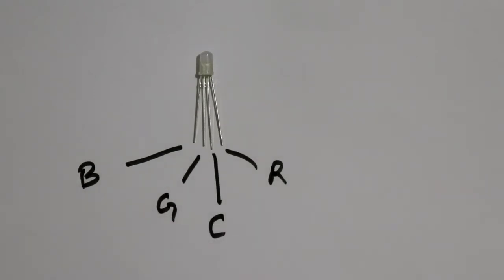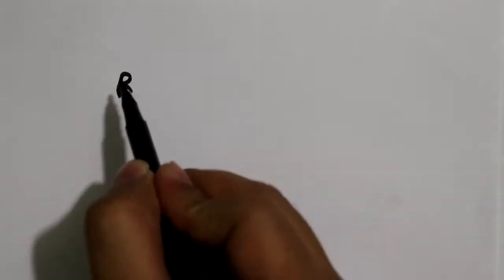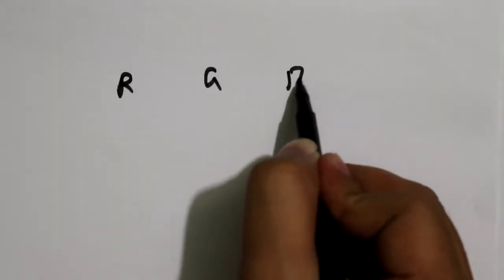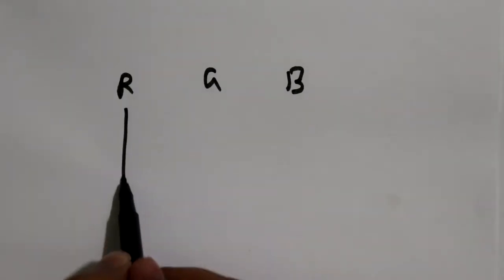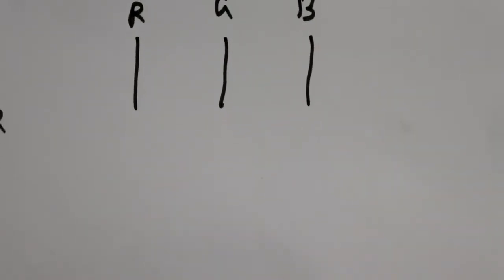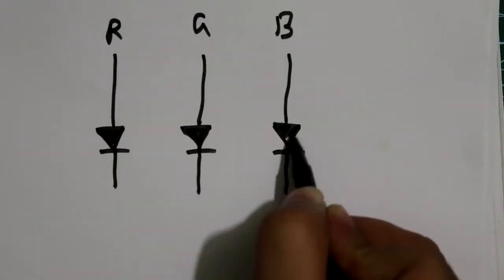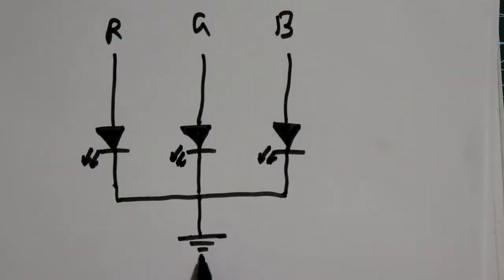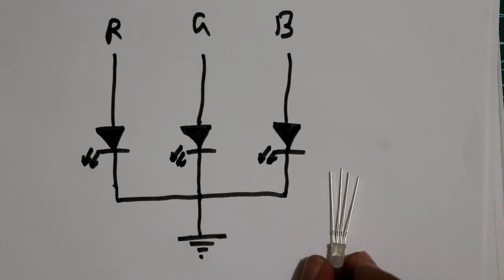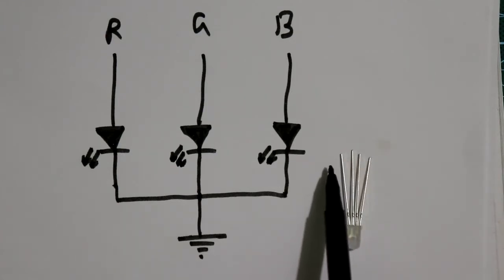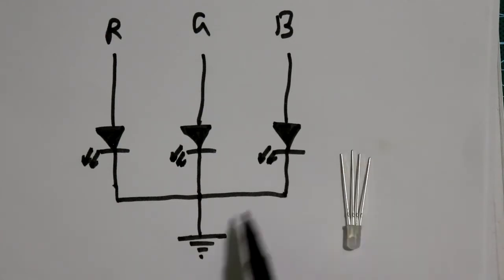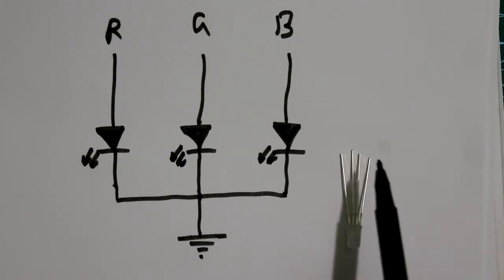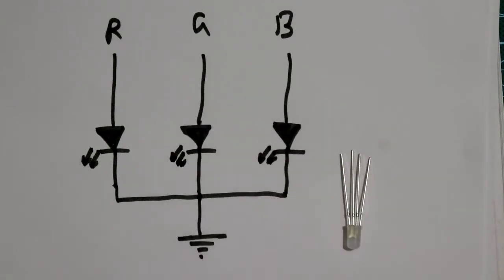Let's see its basic circuit diagram. If we consider R, G, B like this, then there will be 3 terminals like this. So these are the 3 LEDs in it, and from this we take one cathode pin, and this cathode is common for all the 3 LEDs. So this is what it looks like. This one is R, then the longest one is the cathode, and the rest of the 2 are green and blue.